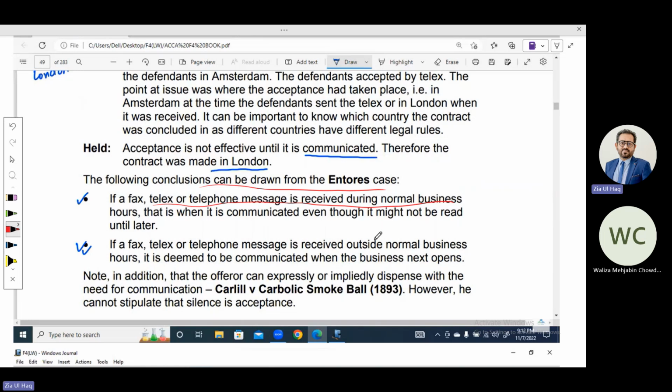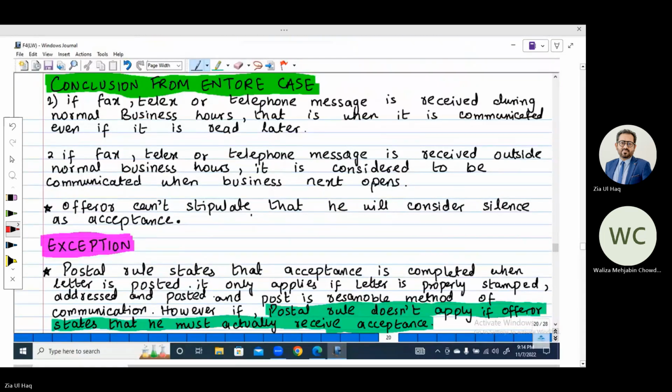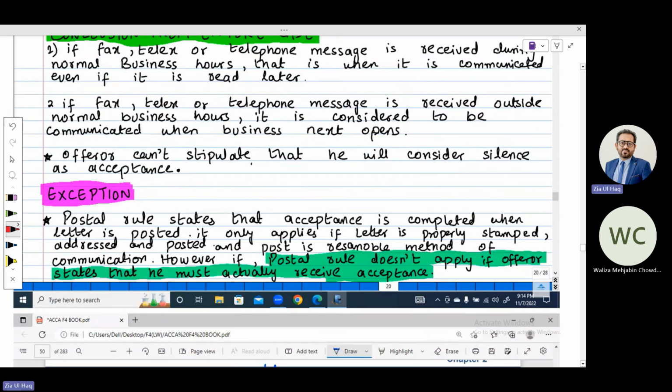Acceptance must be communicated to the offerer. If the offerer is a business, it must reach the offerer within normal business hours. And if it reaches the offerer outside normal business hours, then it will be deemed as communicated on the next business day. And there are some exceptions to the acceptance as well.